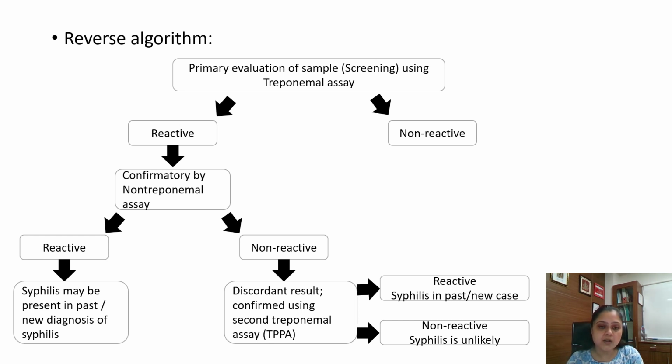In case a discordant result is obtained, that is a non-reactive result is seen, then we are going to subject the sample to a second treponemal test, which is usually a Treponema pallidum particle assay. And if it is reported as reactive, it is being considered as syphilis in past or new case, or if it is non-reactive, then syphilis is unlikely. Indeed, if the primary evaluation comes out to be non-reactive, then no further evaluation is to be done.